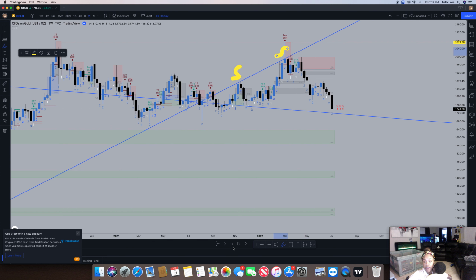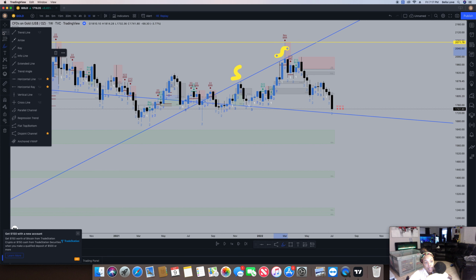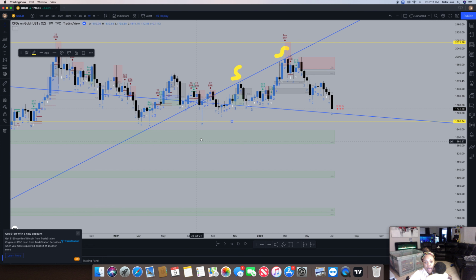So back here, it's approaching the broadening formation again. There is liquidity to the downside, so just like it took out liquidity to the upside, it could possibly go here and take this out, and then continue respecting the broadening formation by going back to the upside.